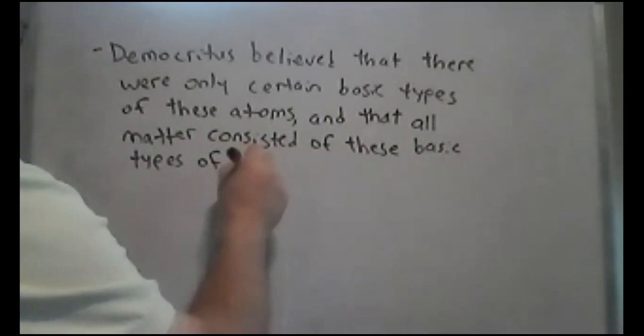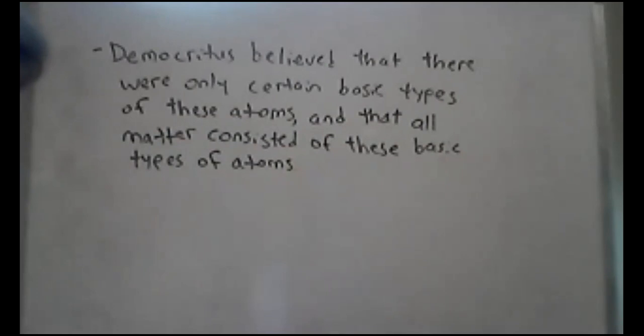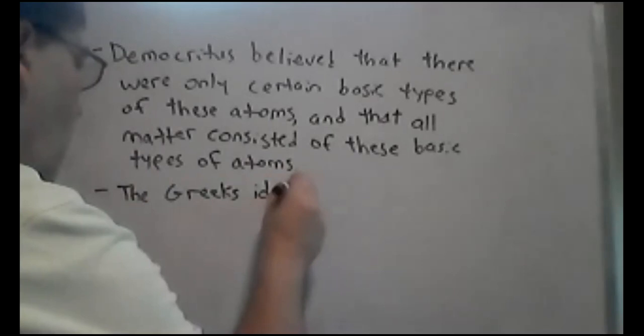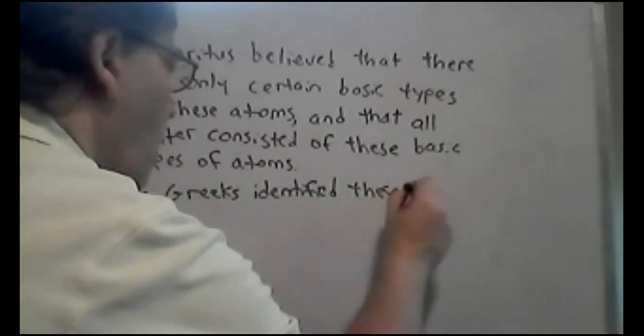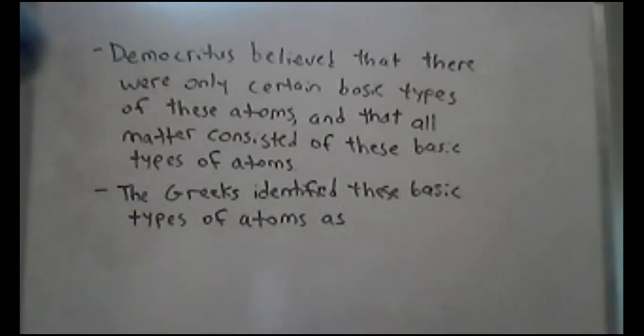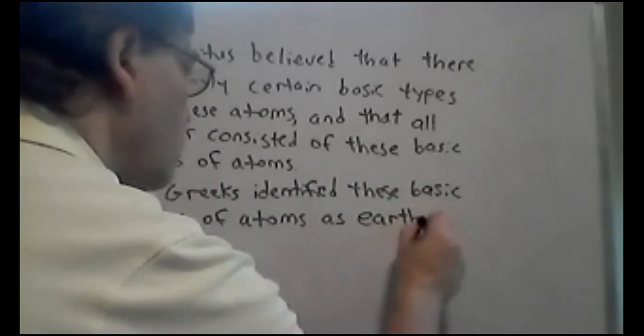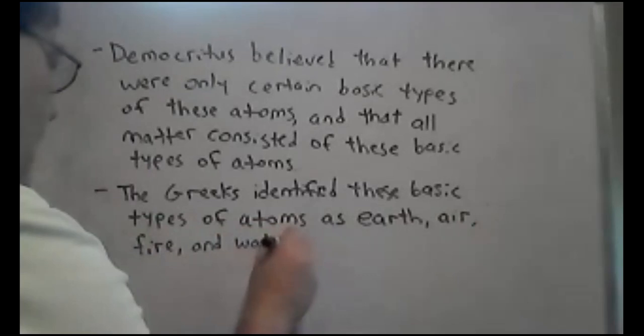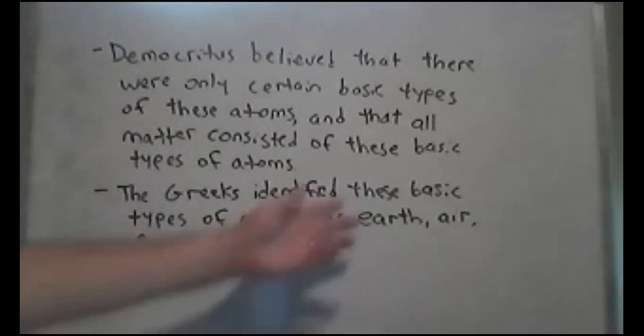Right now, the thing is, what he thought these atoms were was the following. The Greeks identified these basic types of atoms. They were identified as earth, air, fire, and water. People like Democritus believed that all atoms that make up everything are some combination of earth, air, fire, and water. He had earth atoms, air atoms, fire atoms, and water atoms.